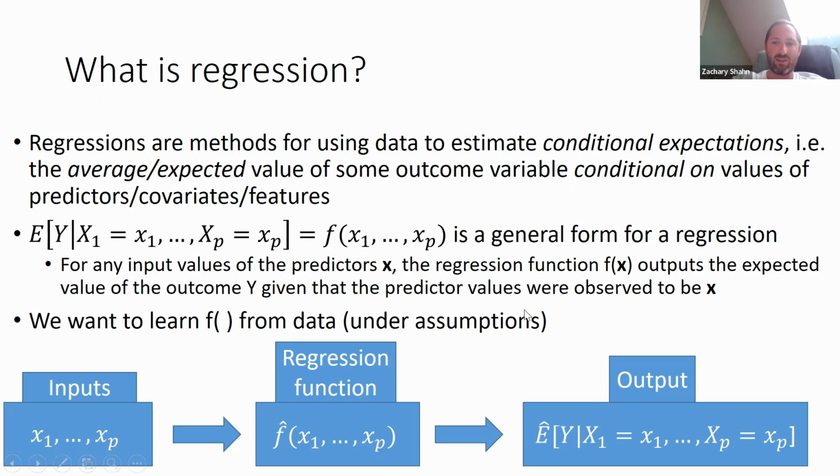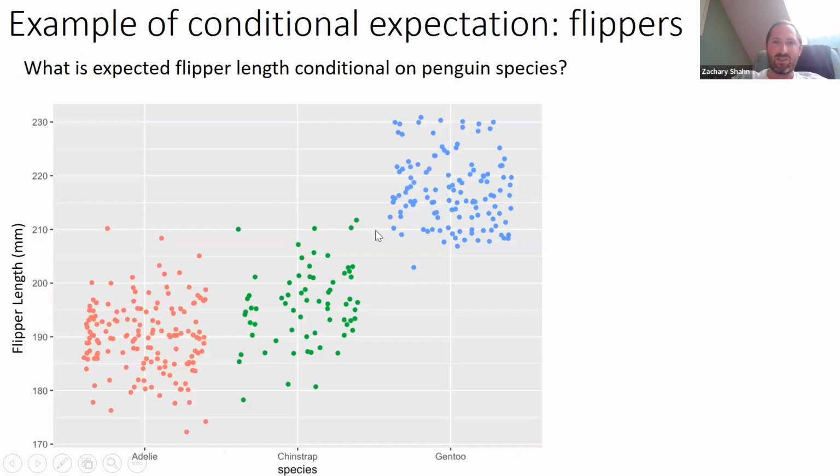So a function that would actually give you what you expect the Y to be, or like the average value for the Y, the outcome, given values of the predictors. Let's start with an example.